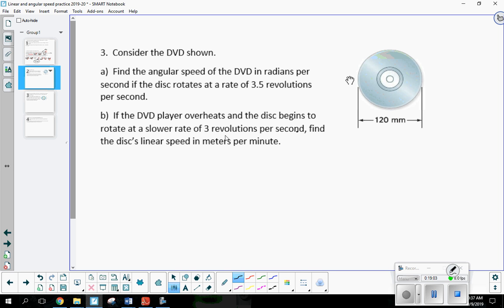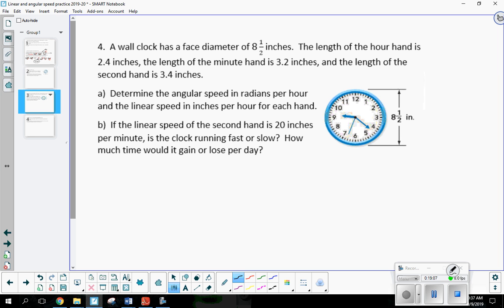If you have this copied, and I'll put this back up in just a second, if you're looking for a little more of a challenge, now 4A, this one's talking about a clock, not really that challenging, it's the same idea, but part B. If the linear speed of a second hand is 20 inches per minute, is the clock running fast or slow? How much time would it gain or lose per day? So that one's definitely a little more rigorous if you're feeling this is too easy for you.